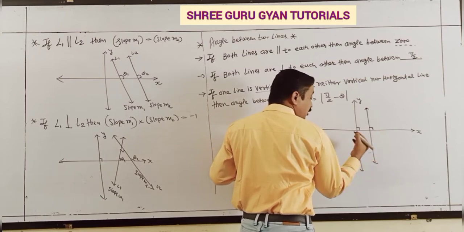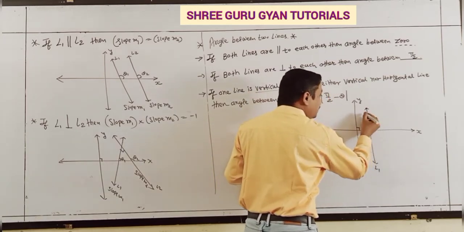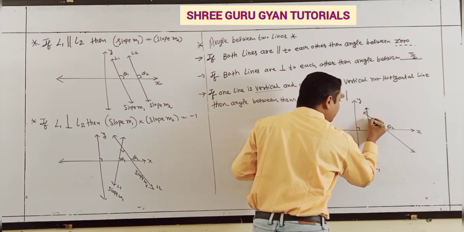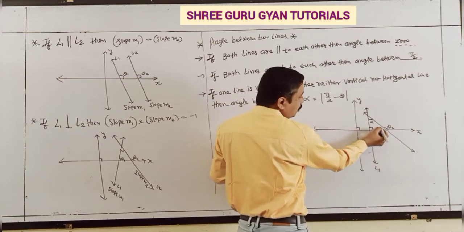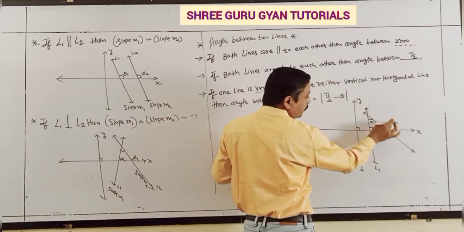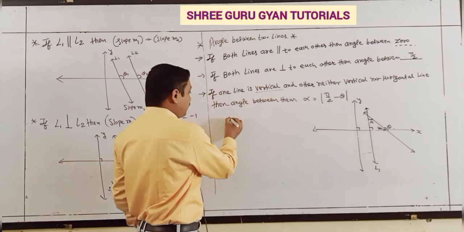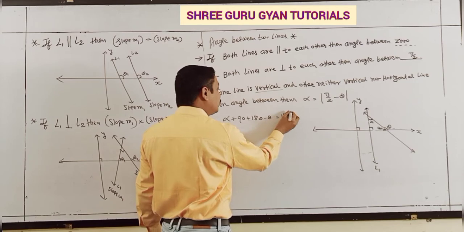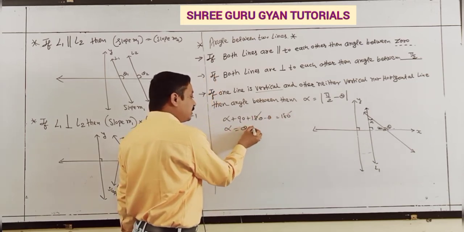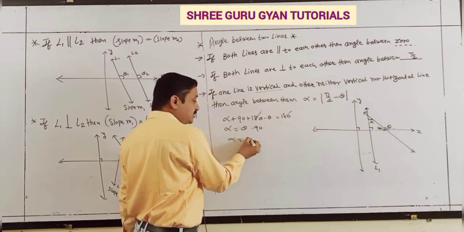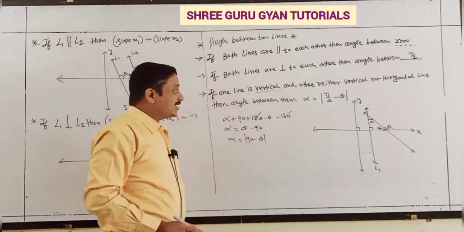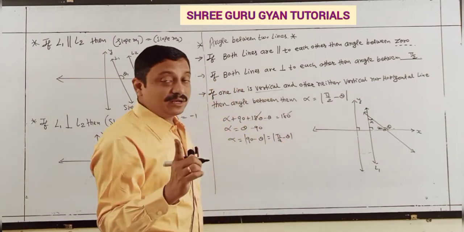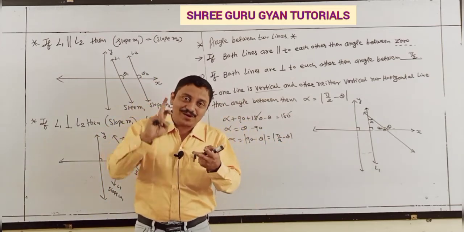Its slope is definitely not defined. Here is line L1, and this is the second line with theta given, and the angle between them is alpha. This angle is 180 minus theta, and adding alpha plus 90 plus 180 minus theta, it is definitely 180. So alpha is equal to theta minus 90, so it is 90 minus theta in modulus. That is what I have written here, pi by 2 minus theta, if one line is vertical and the second line is neither vertical nor horizontal.